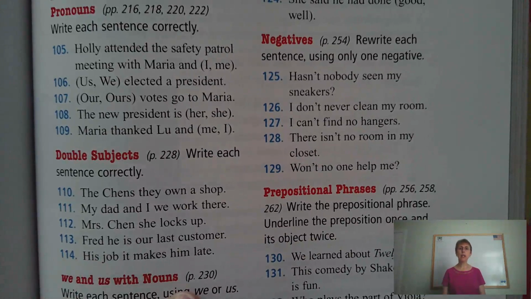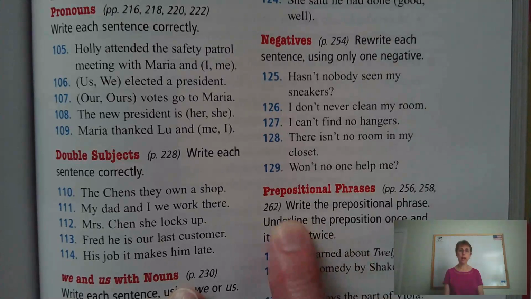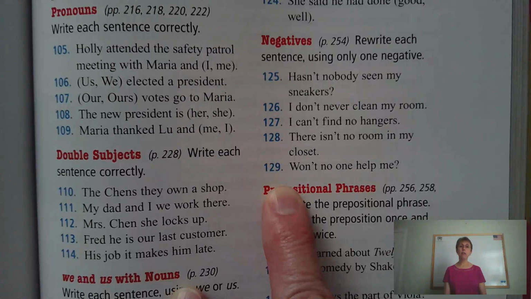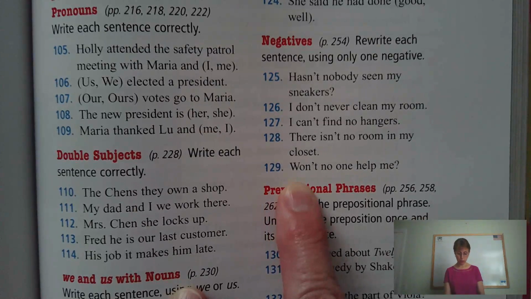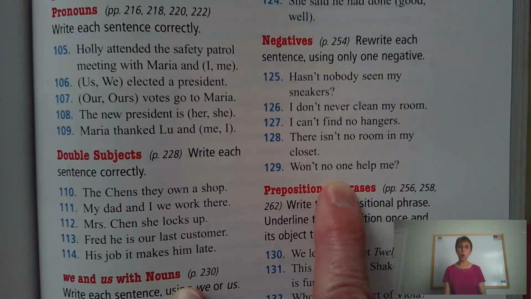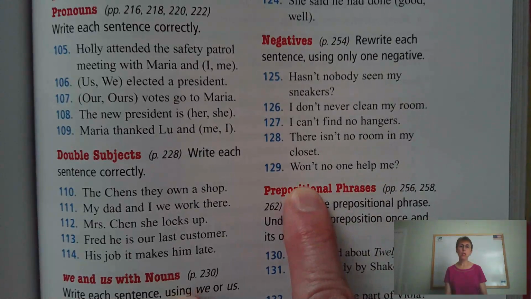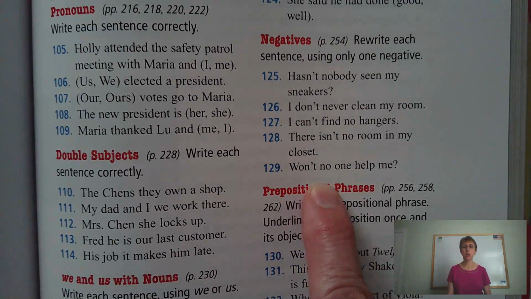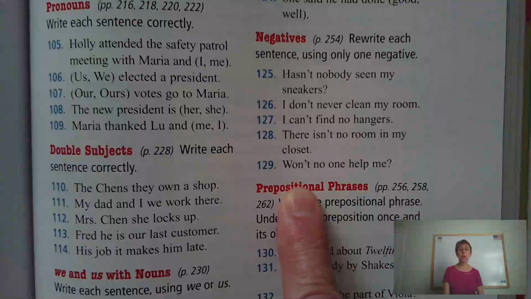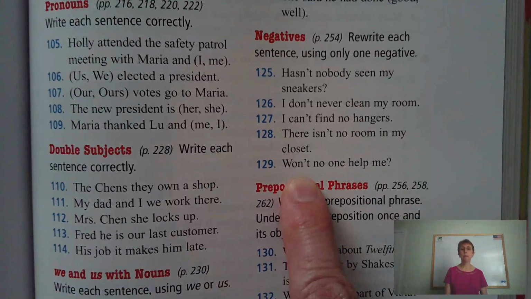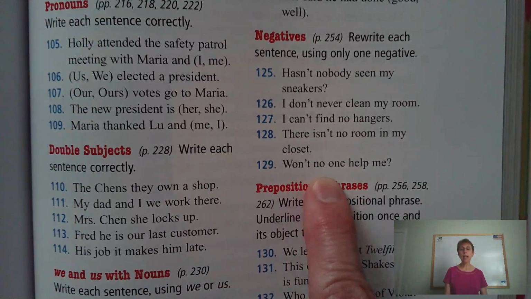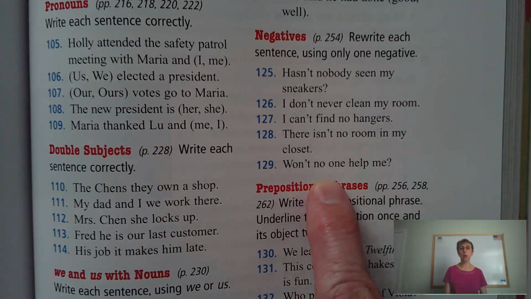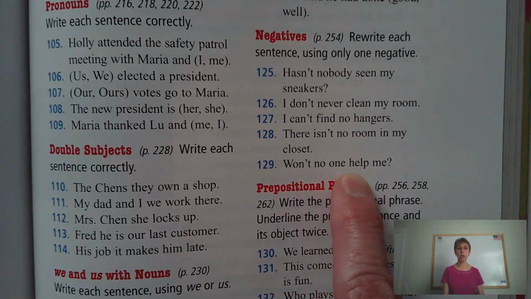Negatives. Rewrite each sentence using only one negative. You cannot have those double negatives. Here we have won't no one help me. Won't, you're saying will not no one. Okay, that not no are your double negatives. So it's going to be won't anyone help me. Okay, won't anyone, not no one. It would be anyone.